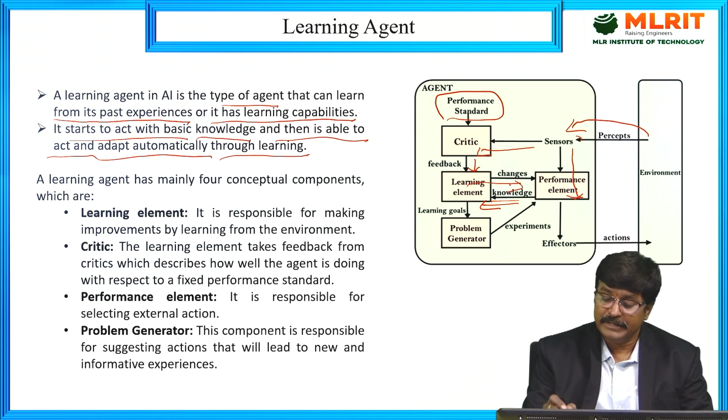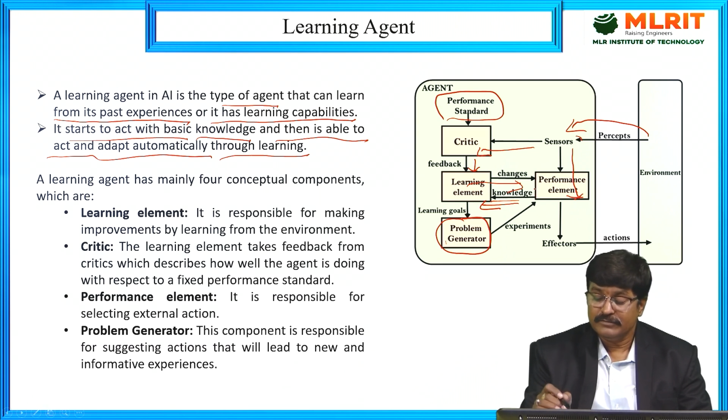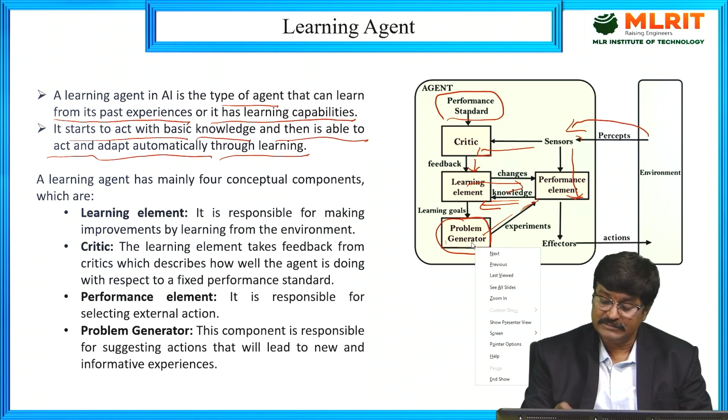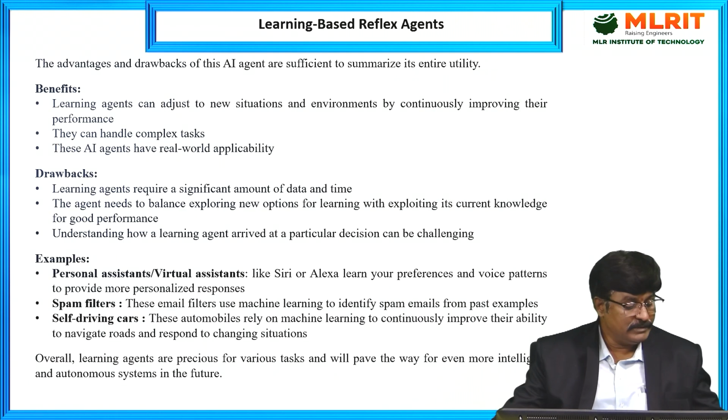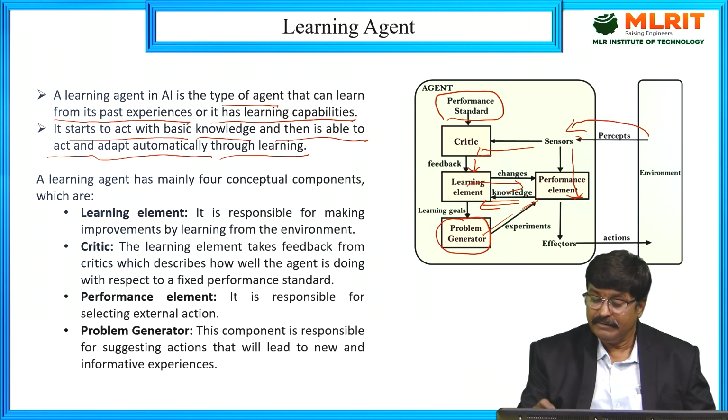It changes its decisions, and it takes the learning goals. A problem generator is there, which generates problems. You already have previous history knowledge, and based on that you can give the solution or take decisions. Those experiments also go to the performance element, and whatever the learning goals are, they go to the problem generator. Based on that, it generates the problem, and effectors affect that.